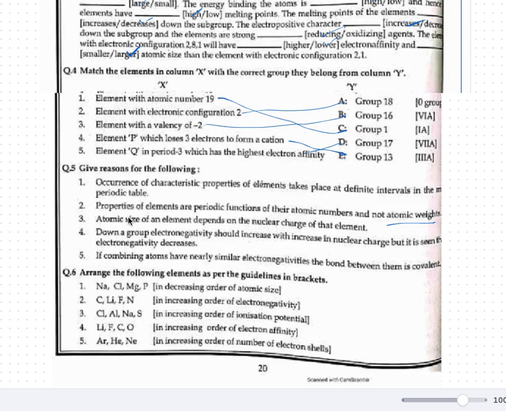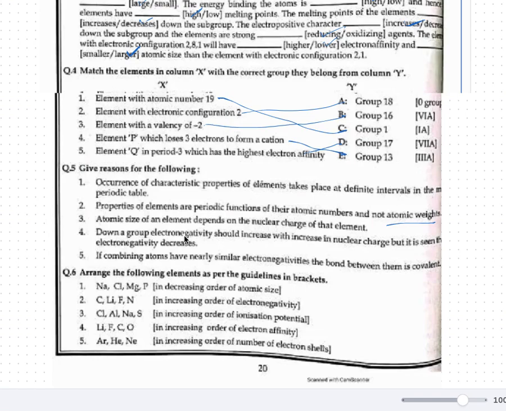The number of orbits in one period is the same. The number of orbits remains the same in one period, but the nuclear charge keeps on increasing. That is why the last orbit is pulled a little towards the nucleus. That decreases the atomic size. So atomic size of an element depends on the nuclear charge. If the number of orbits are the same, then size will decrease. If the number of orbits are not the same, then the size can increase.